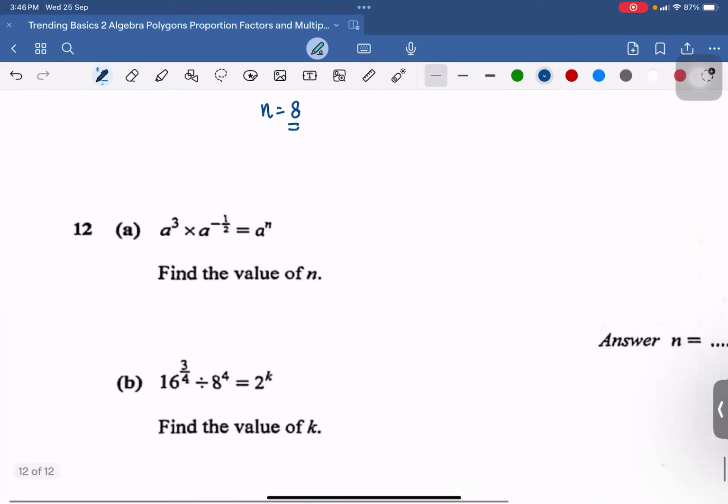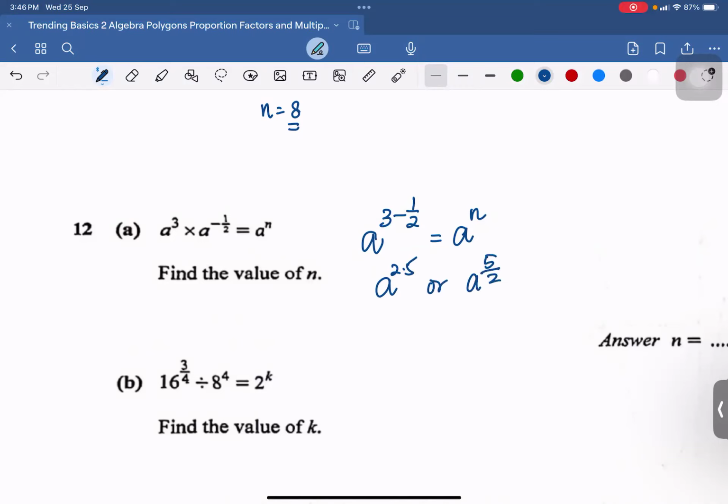This one over here is the same kind of thing, but I have a letter base A, so it's still A. What happens to our power? Multiply, the power will add together. So this one is 3 plus negative a half, so it's 3 minus a half. So this one can be 2.5 or 5 over 2. Usually I write 5 over 2. Algebra, I don't like to write decimals, please.